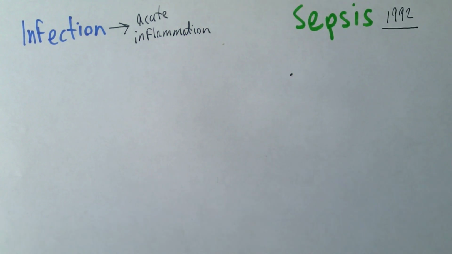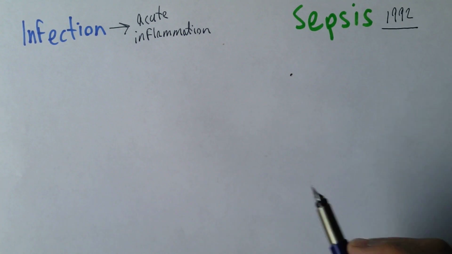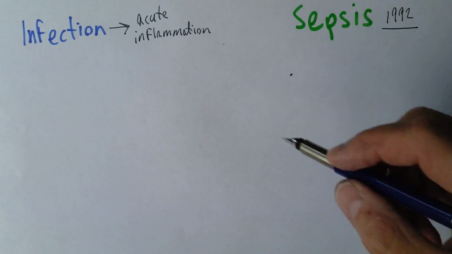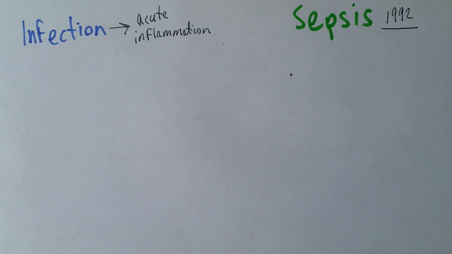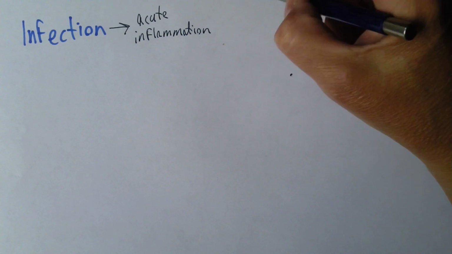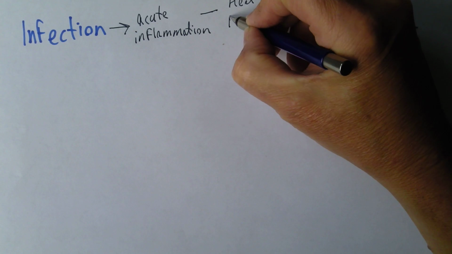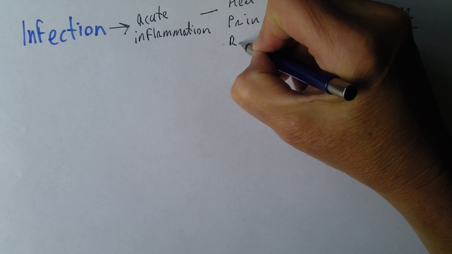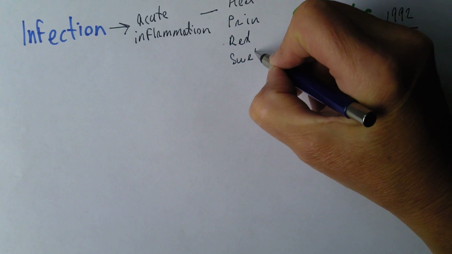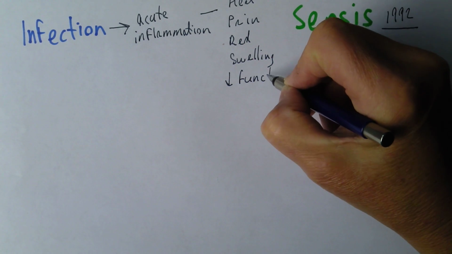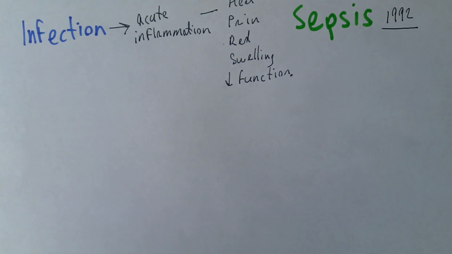So there's going to be inflammation. The infecting microorganisms are not supposed to be there. They initiate a host inflammatory response. And you probably know that that can give rise to the local effects of heat, pain, redness, swelling, loss of function. The local effects of inflammation: heat, pain, redness, swelling, loss of function.